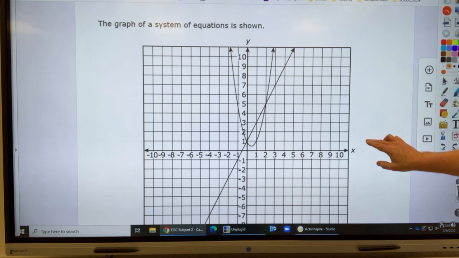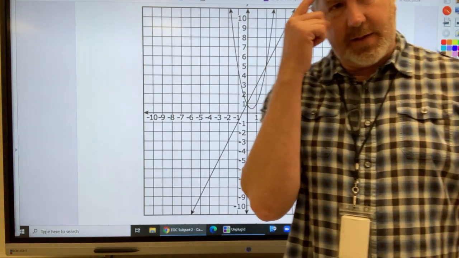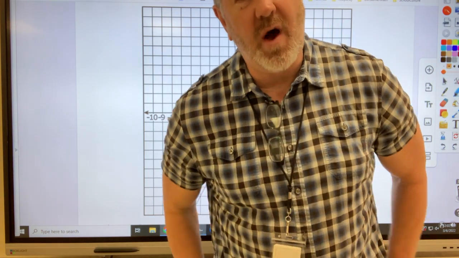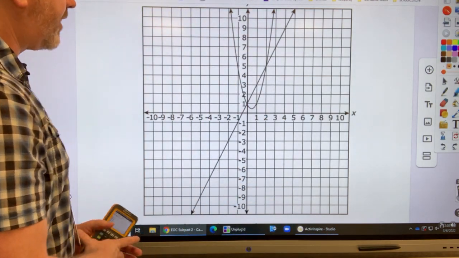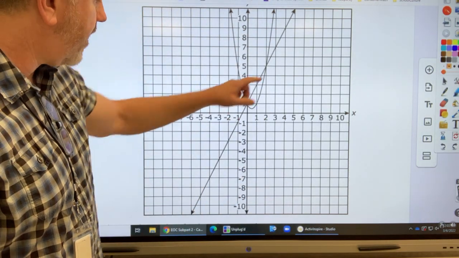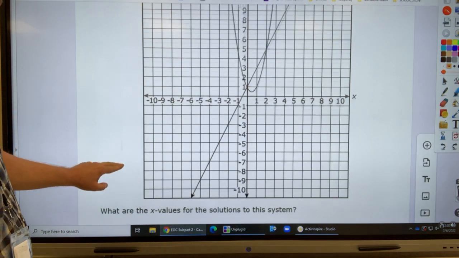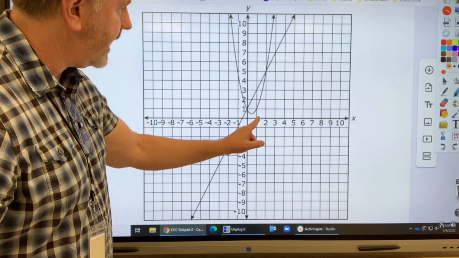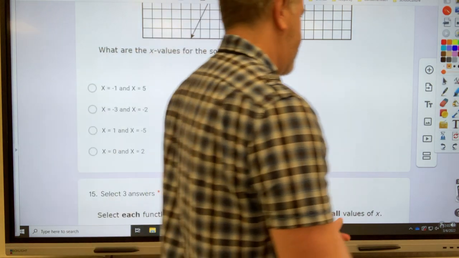Let's watch. The graph is shown. Look, it's a system of equations. Anytime you think of the graph of a system of equations, you should immediately think, oh, where they cross is the solution, right? Here's where they cross. Now let's see what it asks us. What are the x values for the solution? Yeah, it's right here. The x value there is 0, and the x value here is 2. So we're going to go with D on that one.